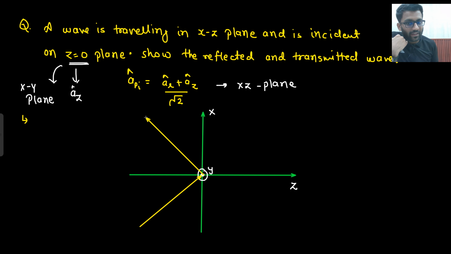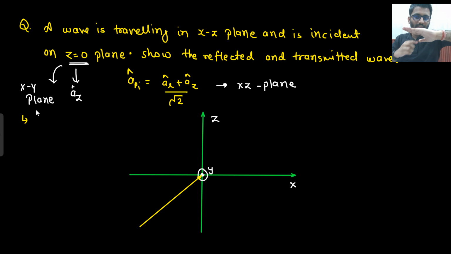My reflected wave will be here because my boundary plane is this. This is my boundary plane and this is my incident wave. So the reflected wave will be here. And if I had made this as my boundary plane, then the reflected wave would be here. Basically, if I had made this as x and this as z, then the xy plane is my boundary plane. So this would be my boundary plane. Then this would be the incident wave and this would be the reflected wave.